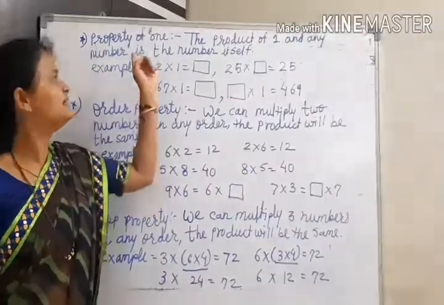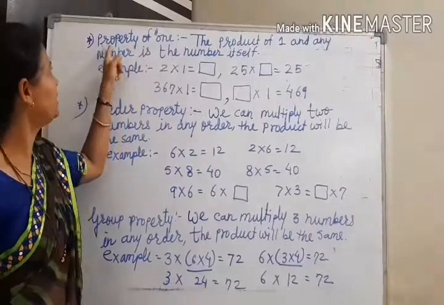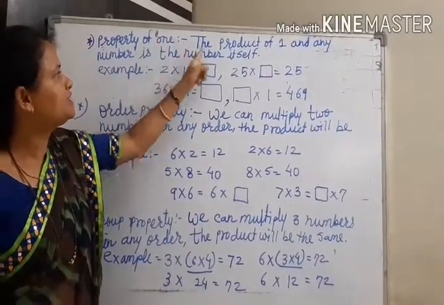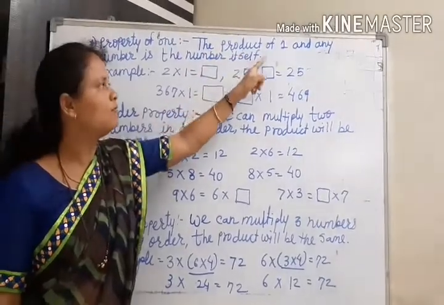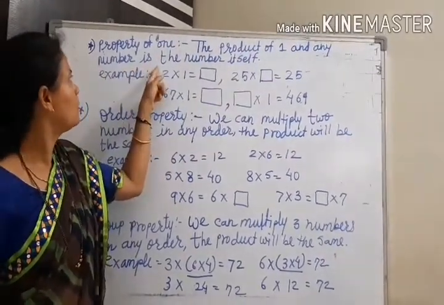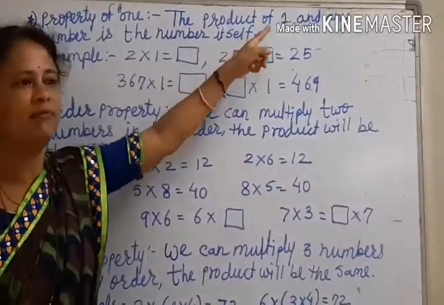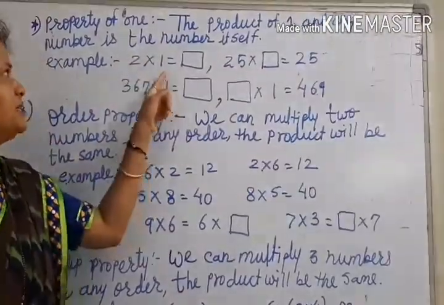Let us see the next property. The next property is the property of 1. Let us read this property. The product of 1 and any number is that number itself. It means whenever any number is multiplied by 1, the answer is that number itself.